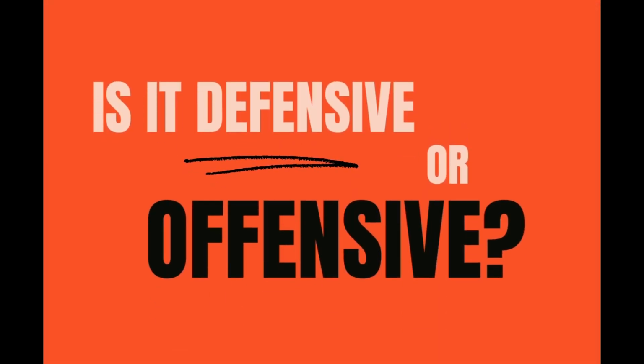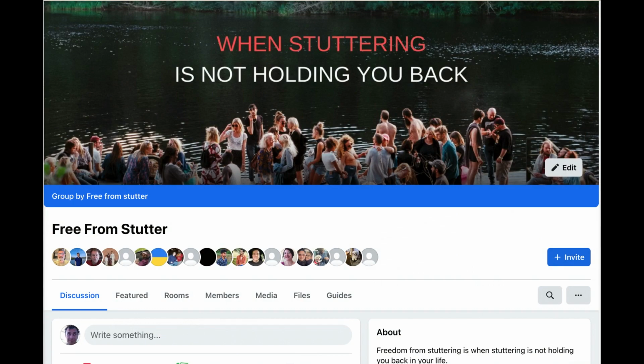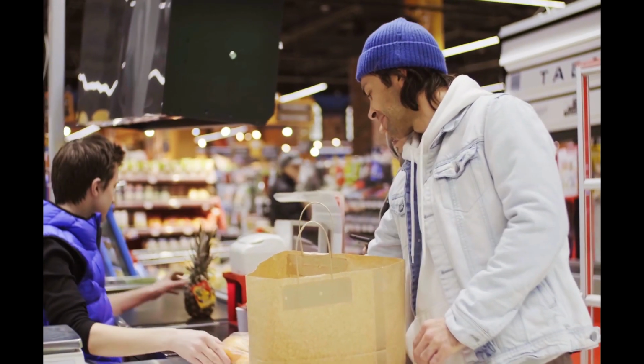So as you're reading out loud, talking to the mirror, or doing some other practice, it's a great question to ask yourself: is it defensive or offensive? Reading out loud might look very proactive. It's awesome, it's great, but if you give it a thought, it's still defensive. Going live in the Free From Stutter Facebook group, for example, or recording yourself asking a question in a grocery store, or recording your phone call, that is proactive and offensive.